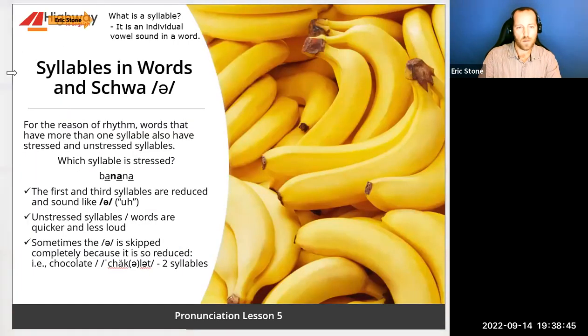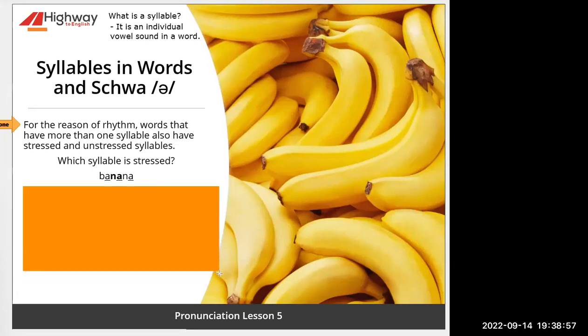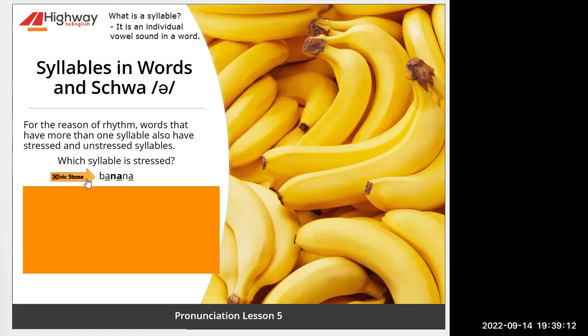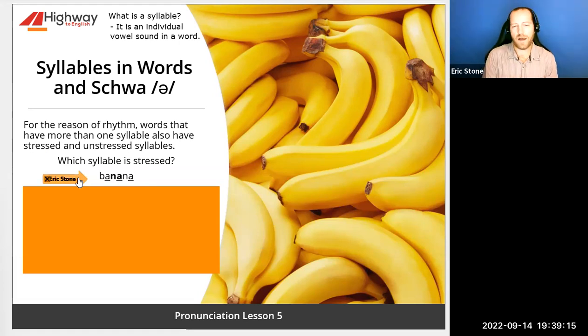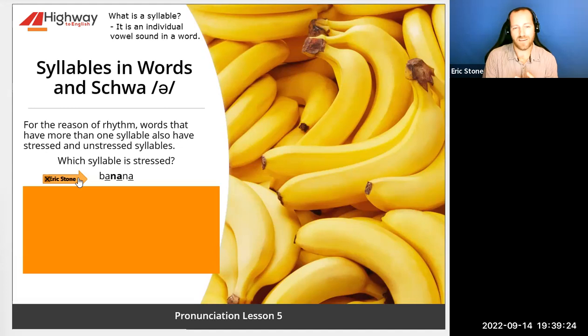Okay, so let's continue reading here. Basima. For the reason of rhythm, words that have more than one syllable also have stressed and unstressed syllables. Which syllable is stressed? Banana. Try to say that word more naturally, dear. It's banana. Good. So before we talk about which syllable is stressed, Basima, how many syllables are in that word? There are 3 syllables. That's correct. Good.